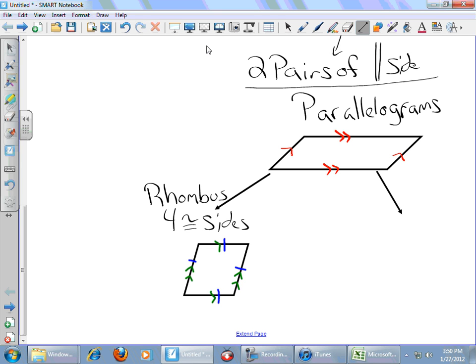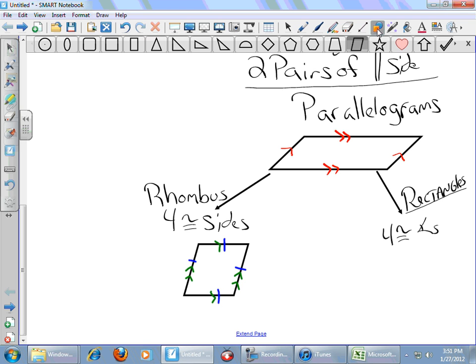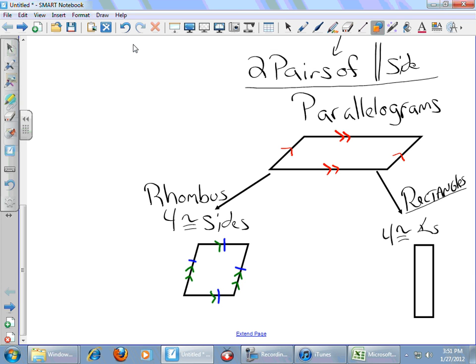and this one has four congruent angles. Four angles are all congruent. In fact, they're all 90 degrees. Okay, these are your rectangles. Now, I know you know what a rectangle looks like. Okay, we're not to squares yet, because the squares, they're more specific than this. To be a rectangle, you have to be a parallelogram, have two pairs of parallel sides, and have four right angles. That makes a rectangle.